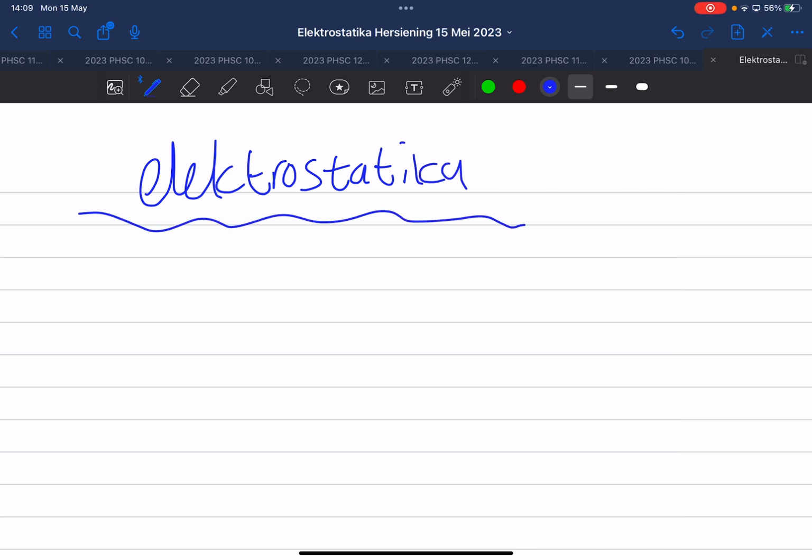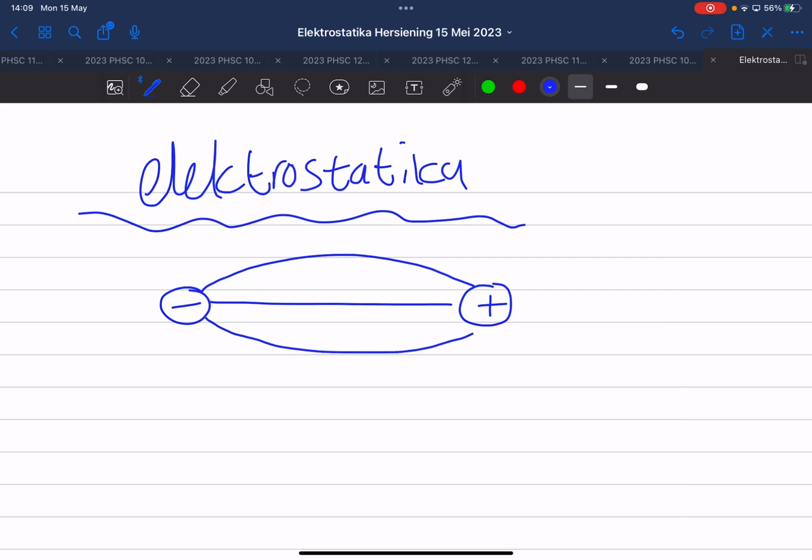Okay, you need to know that we have positive and negative charges and they attract or repel each other. Okay, so positief en negatief trek hulle mekaar aan of stoot hulle mekaar weg? Trek mekaar aan. So you need to be able to draw the electrostatic field around them as well. Die elektrostatiese veld moet jy om hulle kan teken.